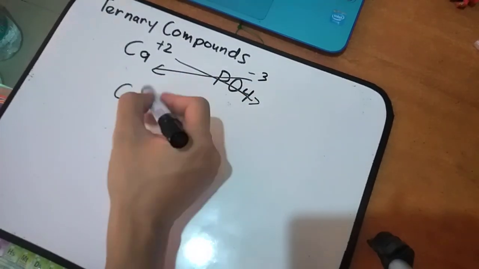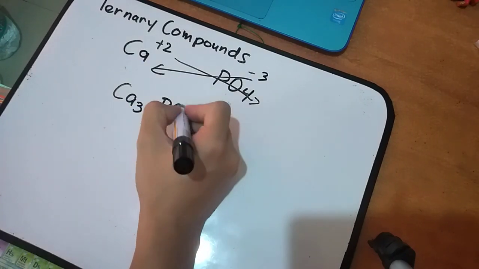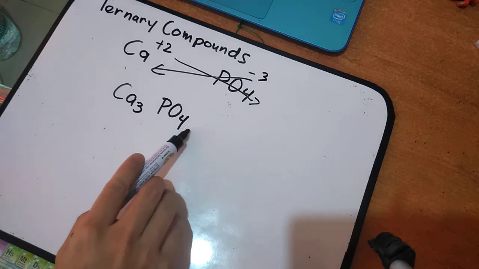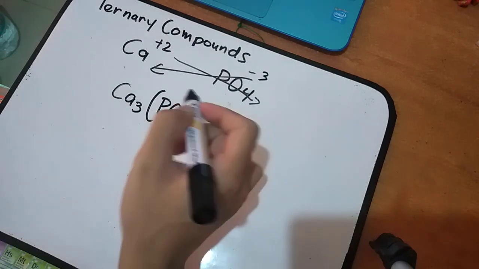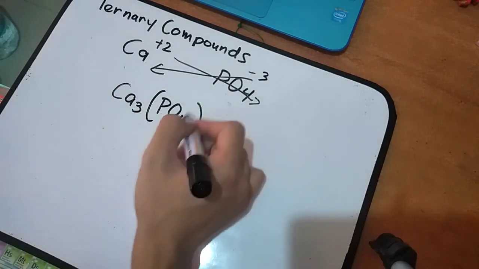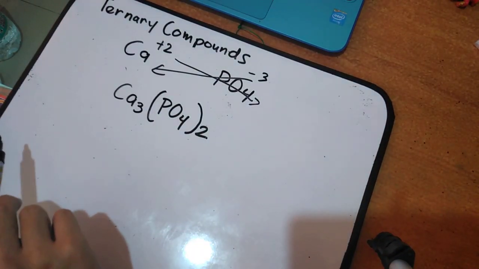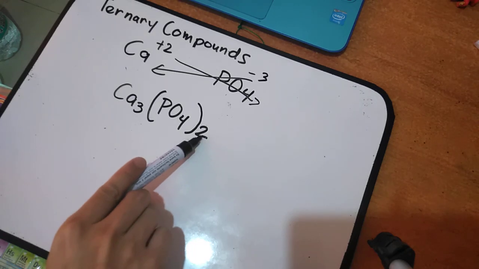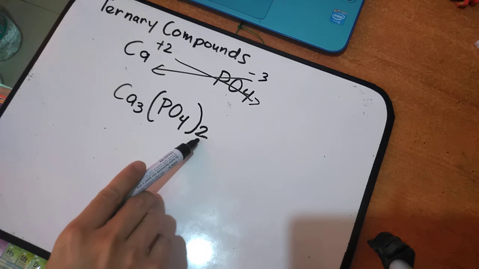Ca, crisscross here, 3. Then you now have PO4. Since your PO4 would have another subscript, we should enclose it with a parenthesis. Para alam natin na this is PO4 and then 2. Okay? Basta may criss-cross ka na charge at kapag mayroong subscript, you put 2 here. Okay?